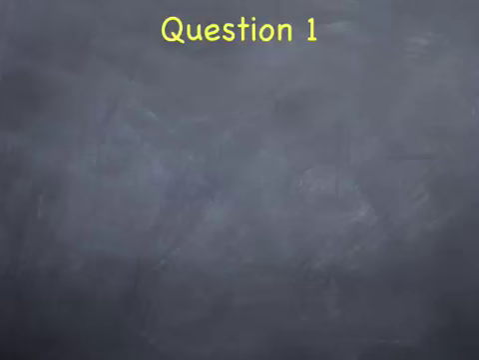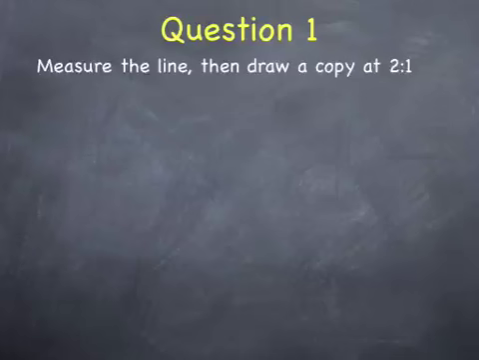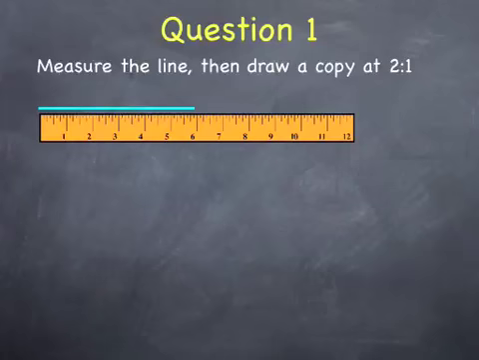Let's have a look at question 1. Measure the line, then draw a copy at 2 is to 1. There's the line. Press pause, measure it now, and then draw the copy at a size 2 is to 1. Okay, so we measure it carefully with our ruler. We do need to measure these quite carefully. I get a measurement of 6 centimetres.